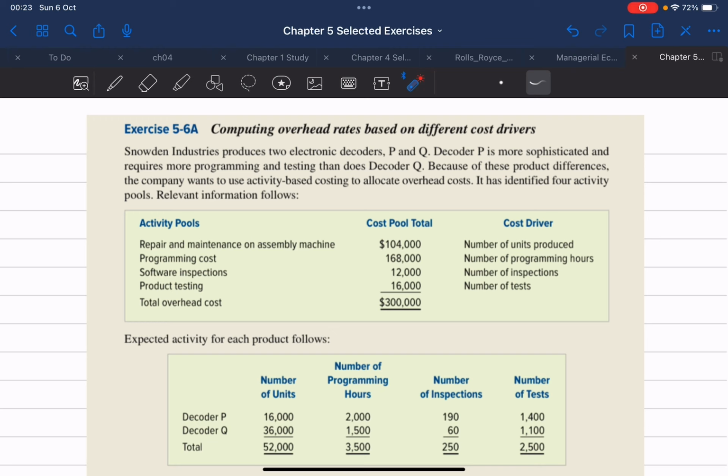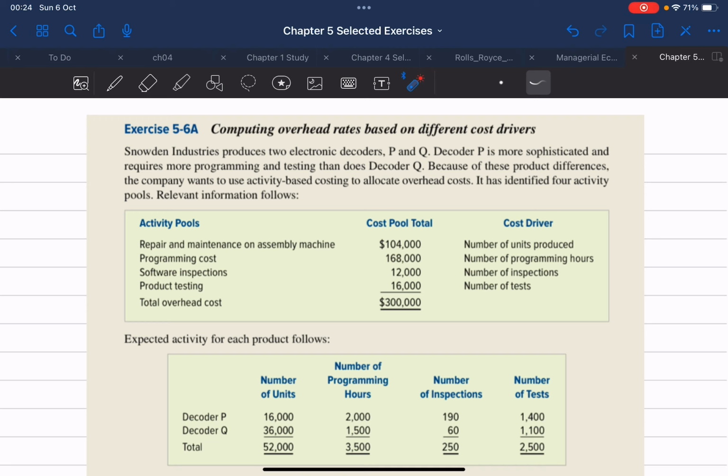Snowden Industries produces two electronic decoders, P and Q. Decoder P is more sophisticated and requires more programming and testing than does decoder Q. Because of these product differences, the company wants to use activity-based costing to allocate overhead costs. It has identified 4 activity pools. Relevant information follows, and these are the 4 activity pools, as you can see: repair and maintenance on assembly machine, programming costs, software inspections, and product testing.